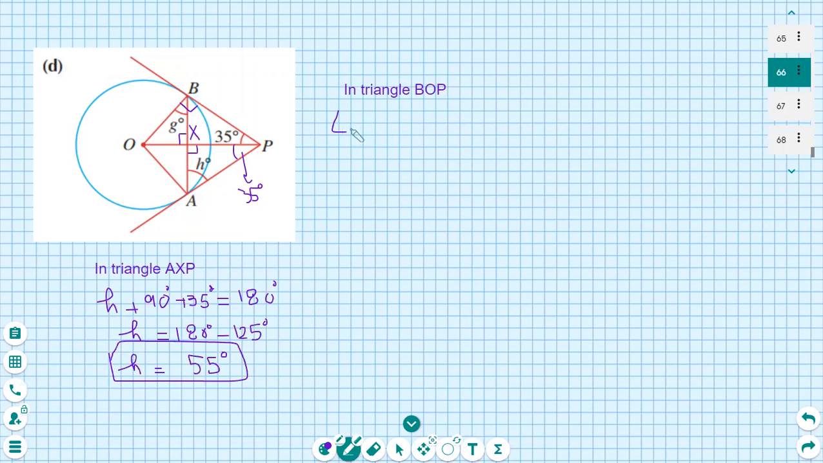So angle BOP plus second angle is 90°, third angle is 35, and the sum should be equal to 180°. So angle BOP will be equal to 180° minus 90 plus 35, 125. So it will be equal to 55. So this angle is 55.